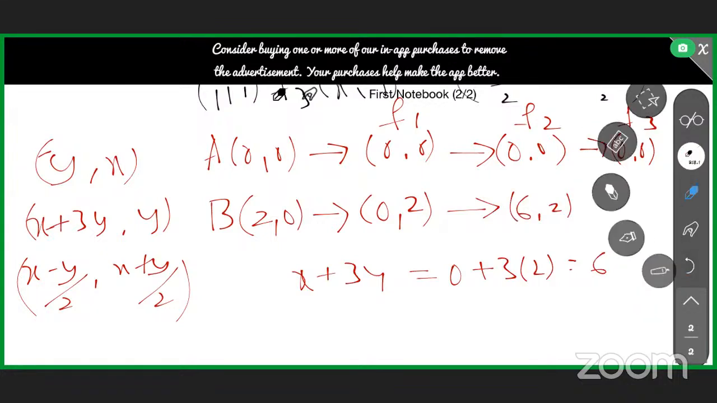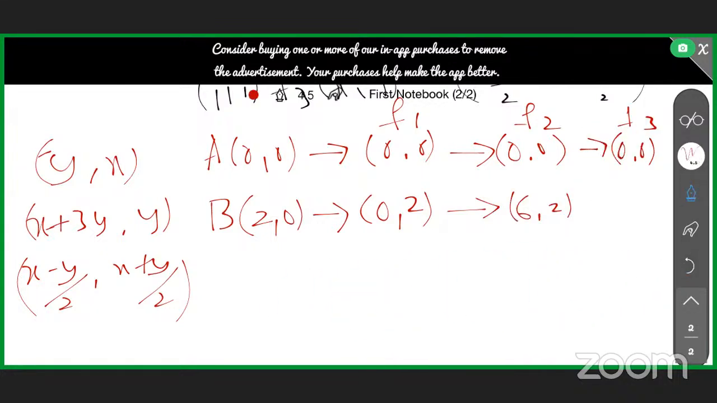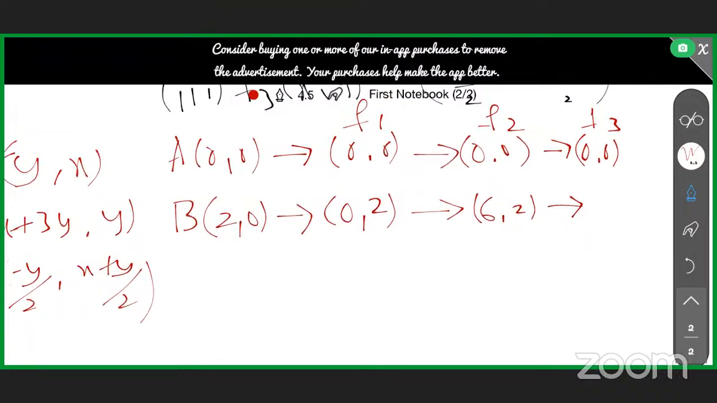I am doing this extra step only for you to understand. Next step I'll do directly. Now this will become how much? (x minus y) by 2: 6 minus 2 by 2 is 4 by 2, which is 2. Then (6 plus 2) by 2: 6 plus 2 is 8, 8 by 2 is 4. That means (2, 0) is getting transformed into (2, 4) in the final transformation.